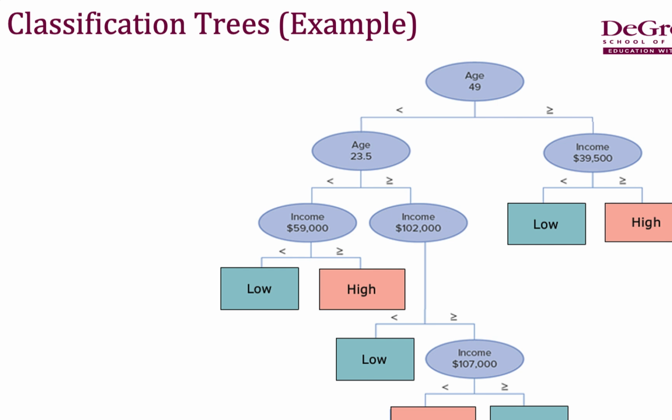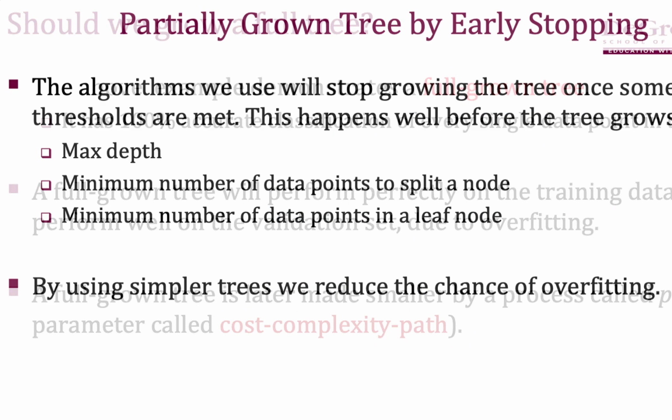But we don't want to have such a complicated tree. Maybe I say, let's construct a tree of a depth of maybe 3, right? Then I should not do the splitting for the bottom 2 leaf nodes. Instead, I should treat this node as a leaf node, right? So that's another thing we want to do.